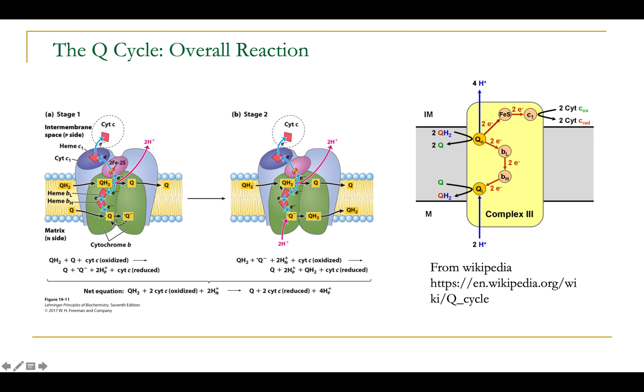donating, fully oxidizing, releasing two protons on the positive side and two electrons, one of which is channeled through the iron sulfur cluster to reduce another instance of cytochrome c, and another one channeling down to finally reduce semiquinone radical to fully reduced ubiquinone, simultaneously picking up two protons from the negative side.